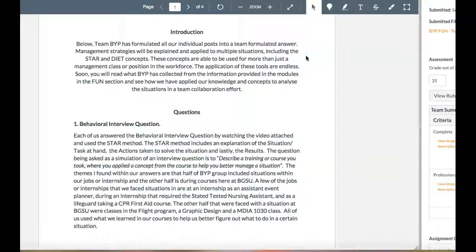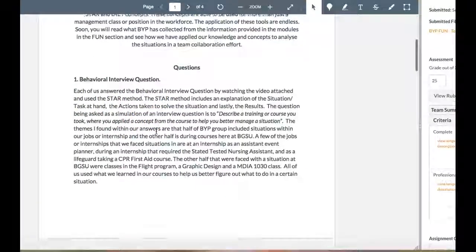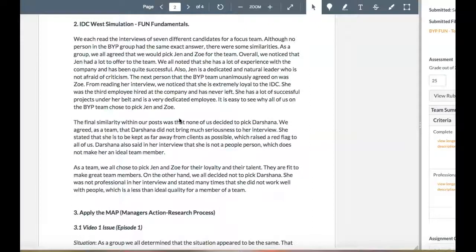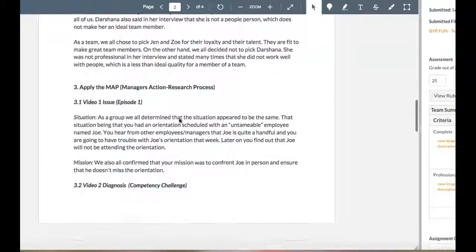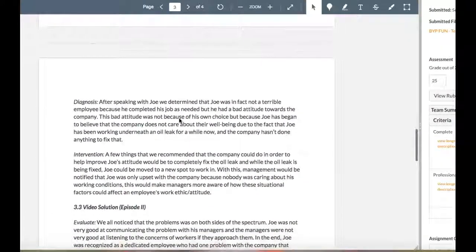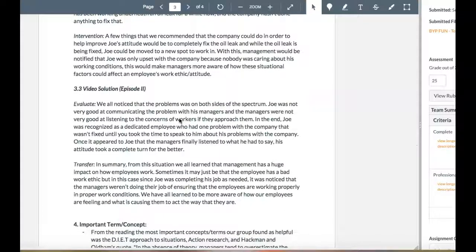Team reports, first one up here, this is BYP as a best practice. They wrote a nice introduction. They mentioned STAR and DIET in the intro as being important. They did a summary on their behavioral interview question. Then they summarized the IDC West simulation, which basically most of you applied STAR to as well. And then Oil Hat Joe, and notice they even used DIET in their team summary. So that was really good.